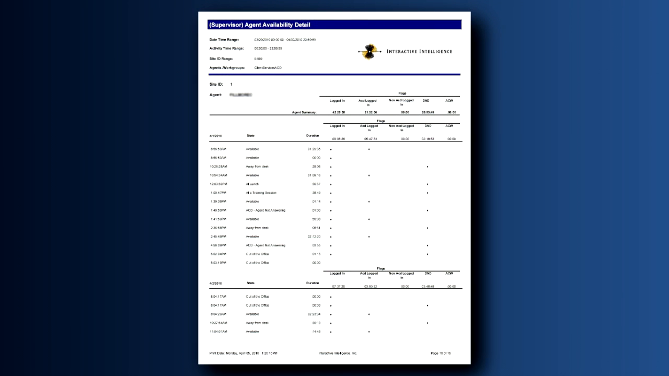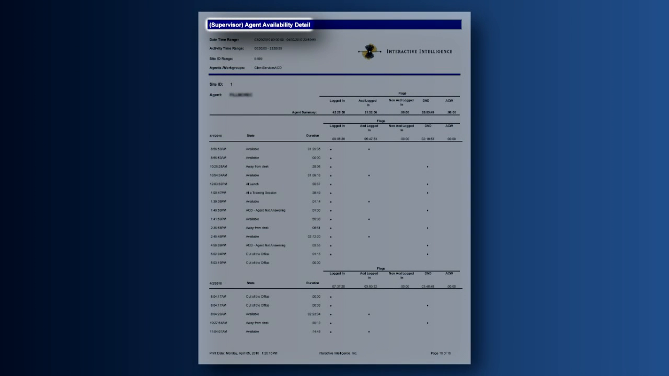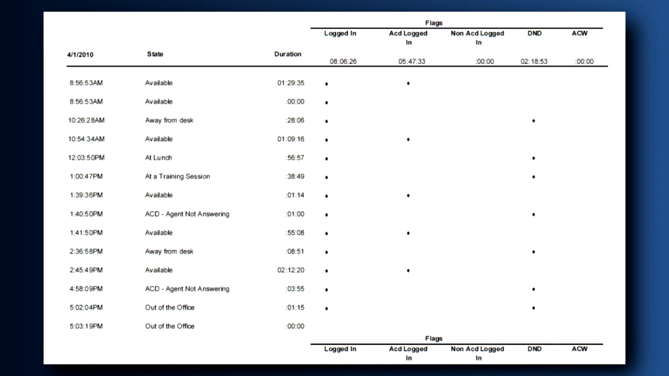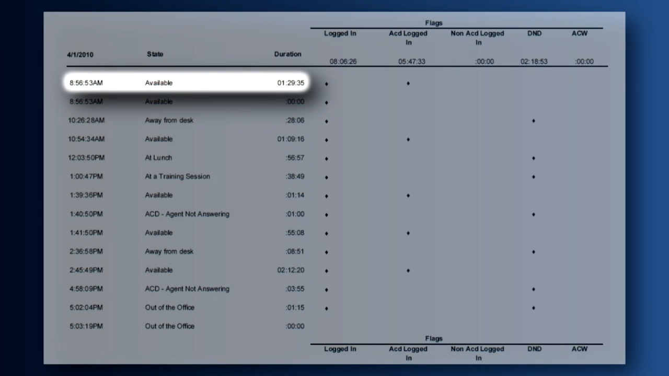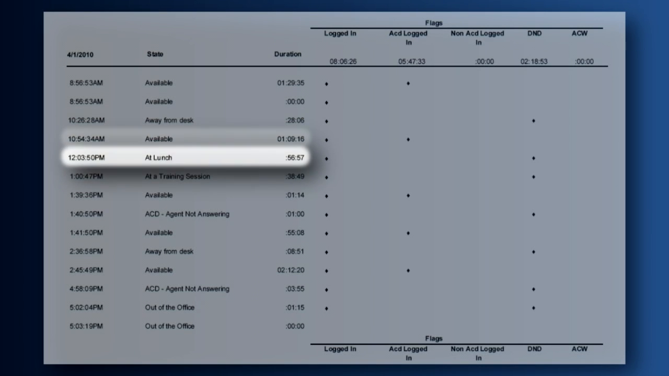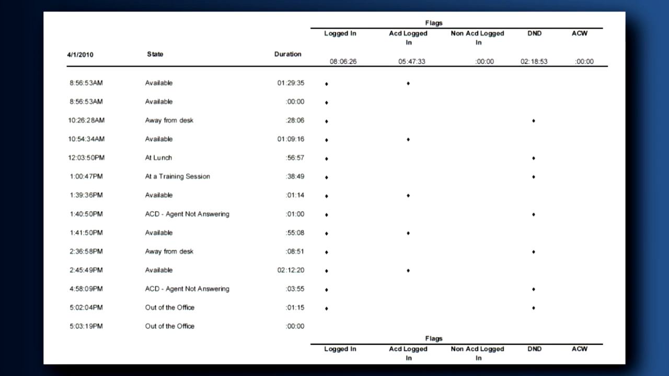Report number 4 in our top 5+1 is the Agent Availability Detail Report. As you can see from looking at this report, we are now able to drill down from the summary report we looked at a moment ago and see exactly what time the agent changed their status throughout the day. So this agent started the day at 8:56, going available to become ready to take calls for the day. At 10:26, we see the first away from desk, returning to available, then going to lunch, and you can read through the entire report and see what happened during the day.